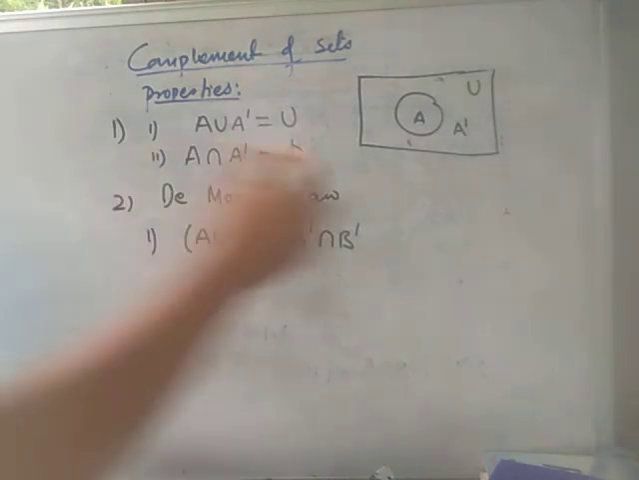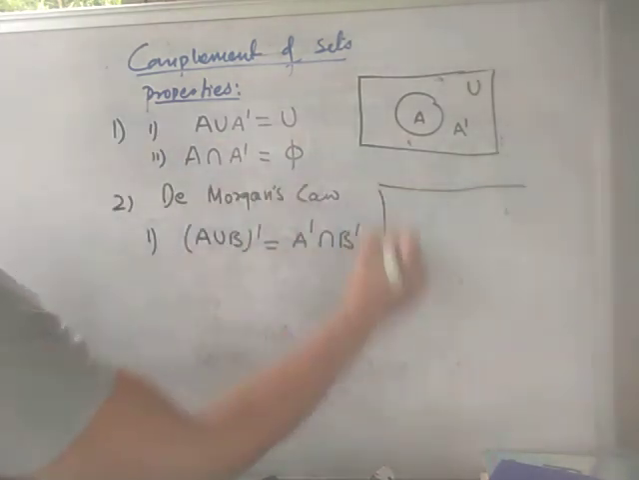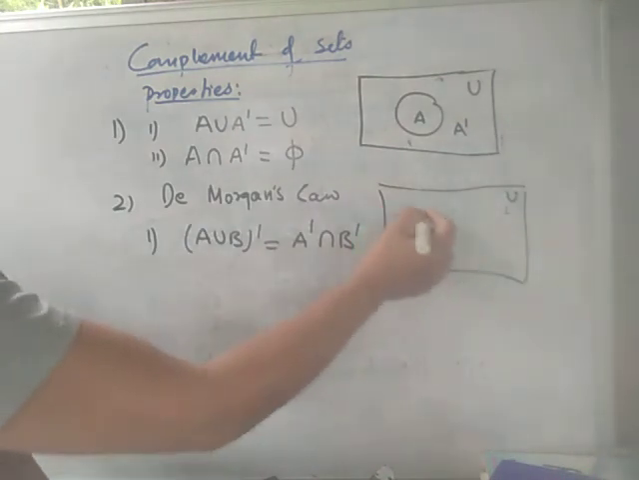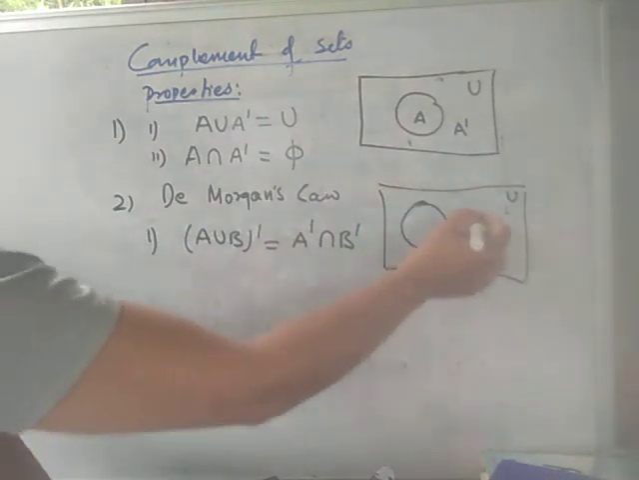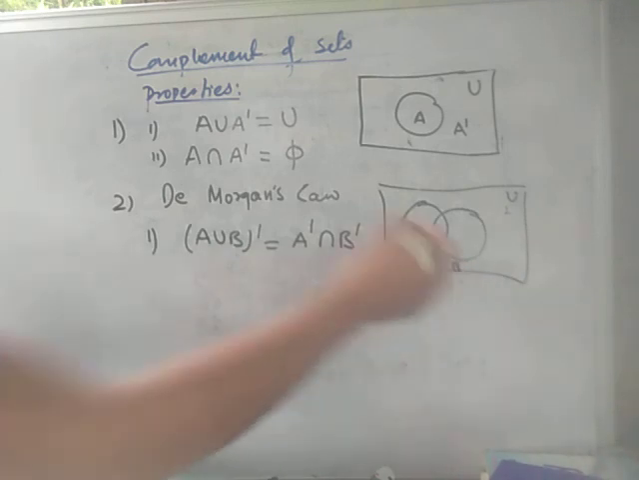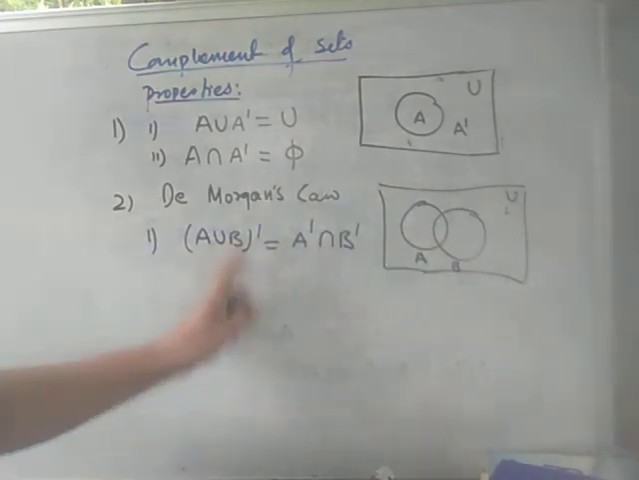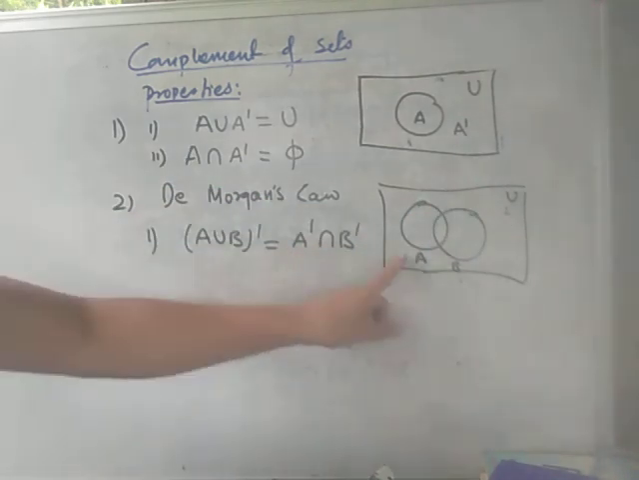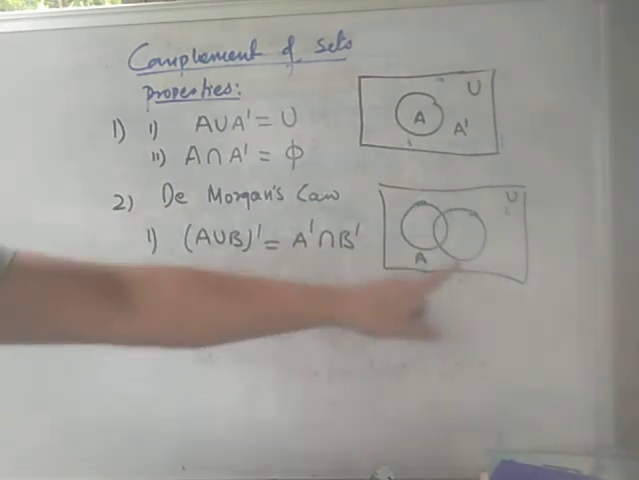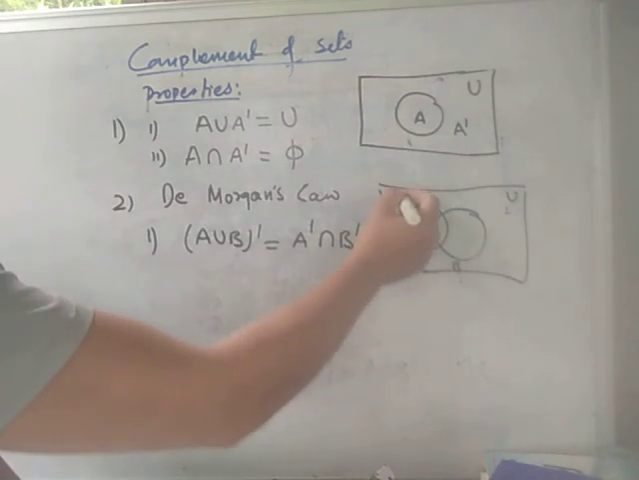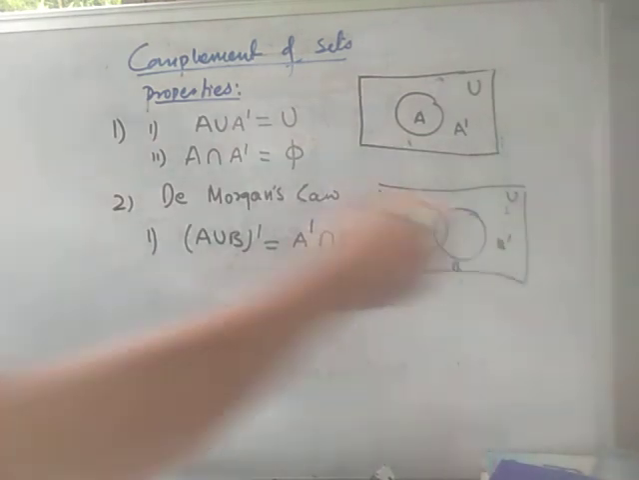So first draw this one to understand this. So this is your U and this is your A and this is your B. So A union B complement is this one, isn't it? That is equals to how much? A complement intersection B complement, isn't it? So here you have A complement as well as B complement. Clear?